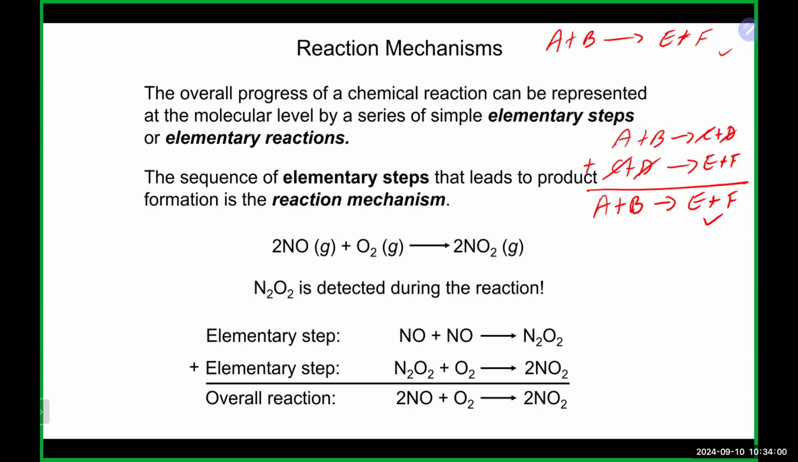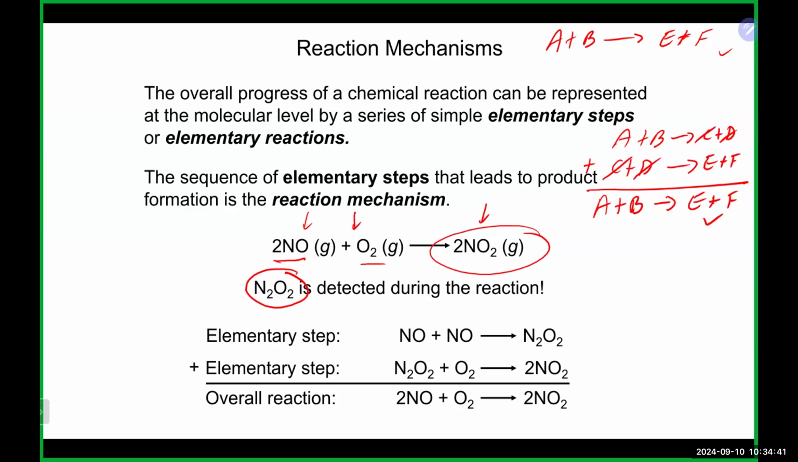Now, for example, if we look at this reaction here, 2NO plus O2 makes 2NO2. During the process of this reaction, N2O2 is actually detected. Now, when you look at the overall reaction, you do not see that listed anywhere. What that would imply is that the N2O2 would have to have been made early on and then completely used up in the reaction when it was all said and done. And that's where a possible mechanism comes into play.